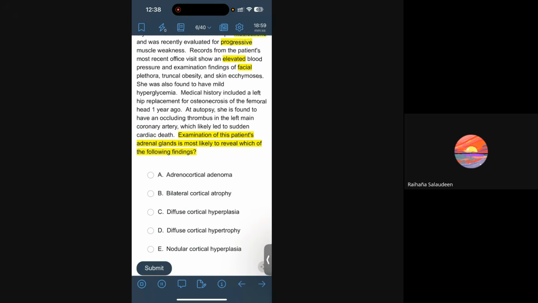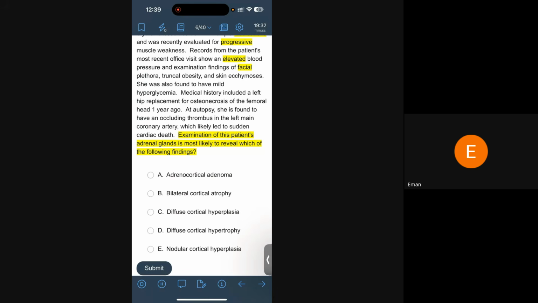So does the patient have high cortisol or low cortisol? High cortisol level. Now we have to find out what is the cause of that high cortisol level. The patient is showing all the symptoms of high cortisol, like skin fragility, truncal obesity, facial plethora, hyperglycemia. All of these are symptoms of high cortisol. Now we have to find out what is the cause of high cortisol in this patient.